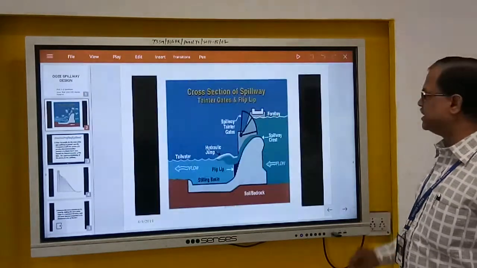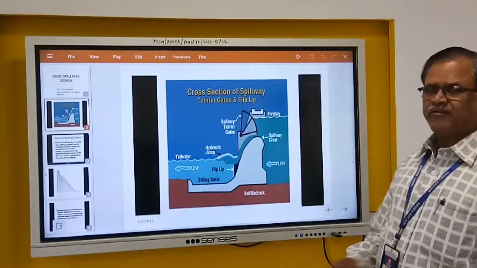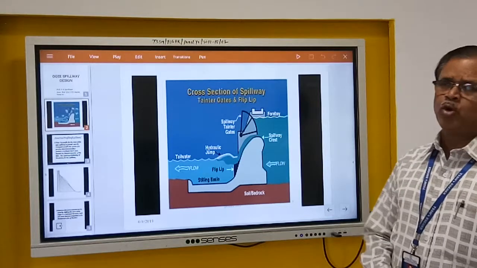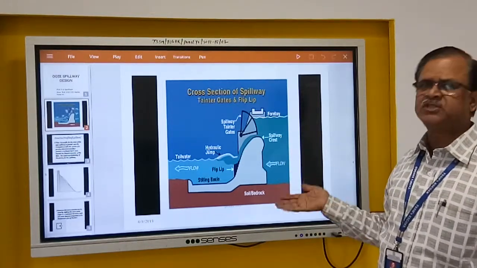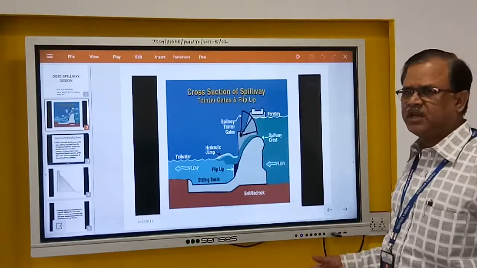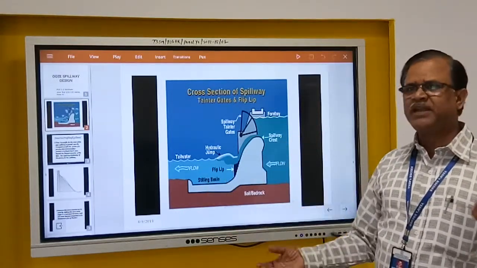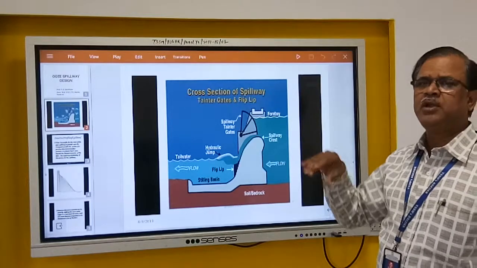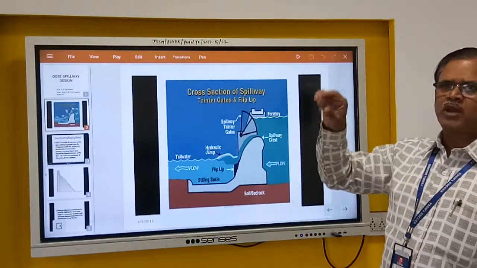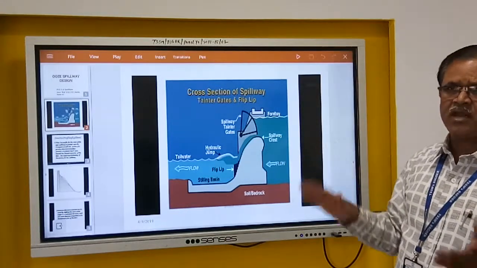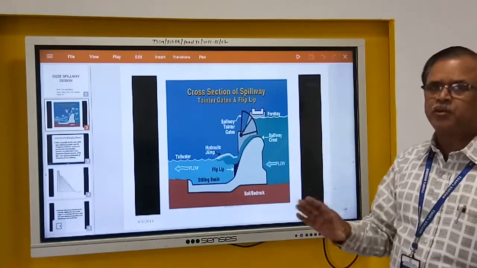So the Ogee spillway may be gated or non-gated. Even if it is non-gated, the Ogee shape will be there, and the length of the spillway should be provided in such a way that it is within the freeboard of the dam. So the maximum water level should maintain the requirement of the freeboard of the dam.